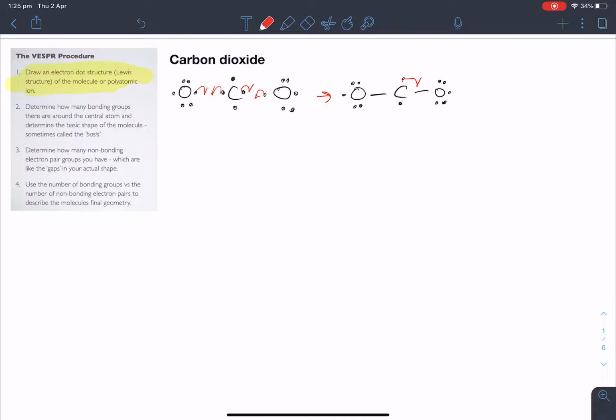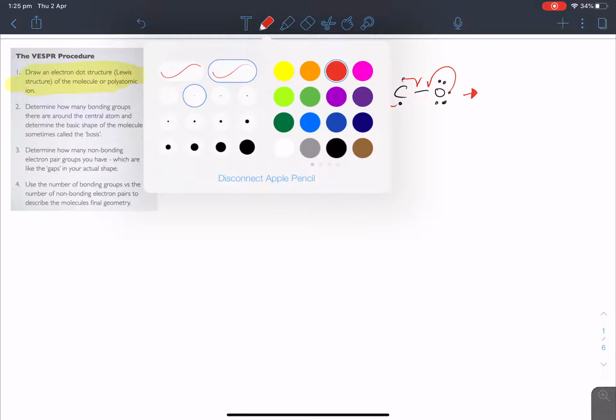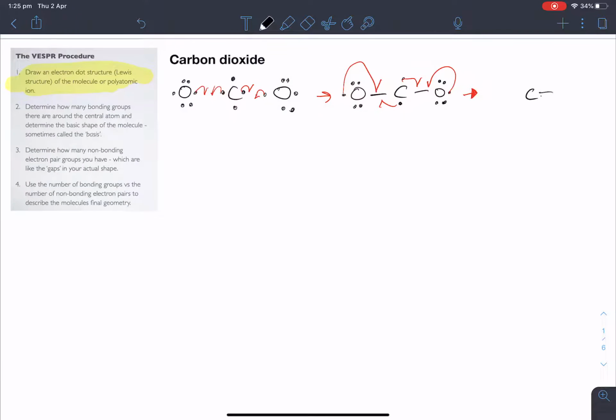That electron in there, that electron in there to form a double bond. That electron in there, that electron in there to form a double bond. Notice I kept the pairs together. Okay, redrawing this. Carbon, double bond oxygen, double bond oxygen. Each oxygen has 2 lone pairs left around the outside. Okay, and we've got 2 double bonds. So there's our Lewis dot structure of carbon dioxide, which is step 1.